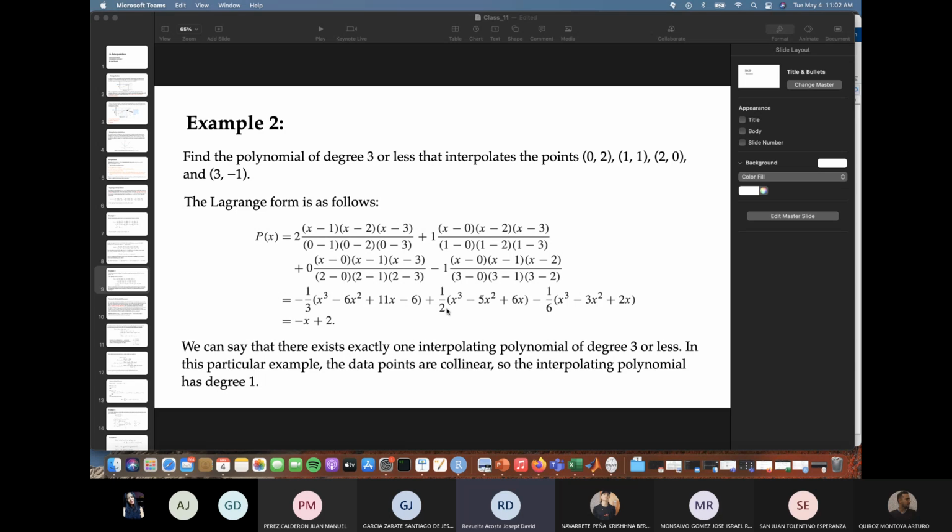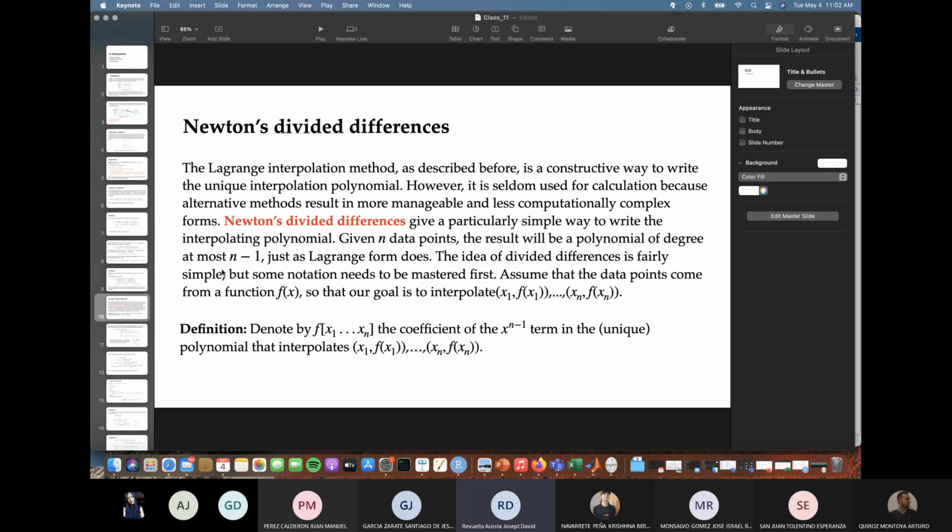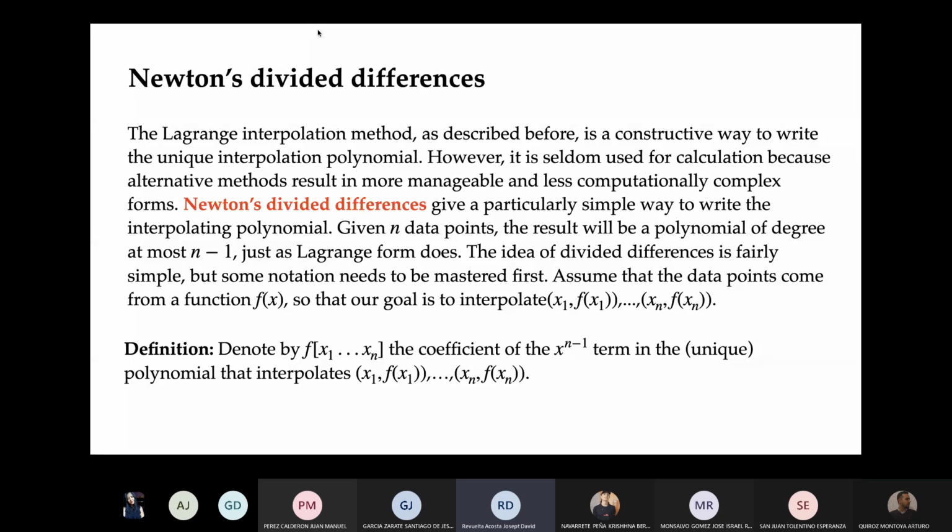So let's then continue with something different now. Now we're moving to a new world. In this case, as you can see, we are entering into something that we call the Newton divided differences. The Lagrange interpolation method that we just saw has some inconveniences. One of them is that the calculations are very exhausting, so it requires a lot of computational work.